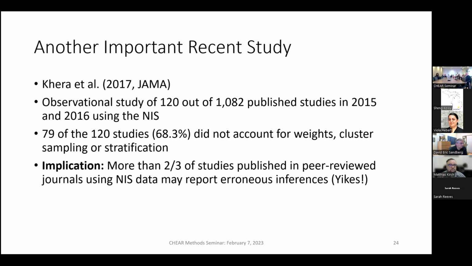And these are all peer-reviewed journal articles. They didn't look at conference presentations. They didn't look at technical reports. This is all peer-reviewed journal articles. So more than 2/3 of these studies are at risk of reporting erroneous inferences. Again, they might get lucky. The weights might have nothing to do with their key variables, fine and good, but they're at risk of reporting erroneous inferences. That's the point.